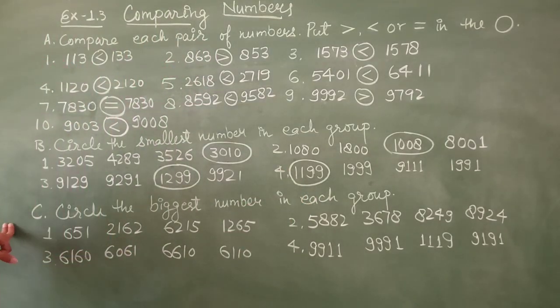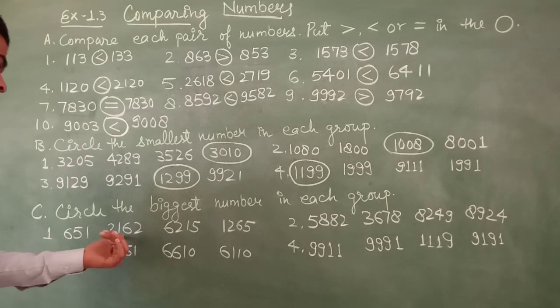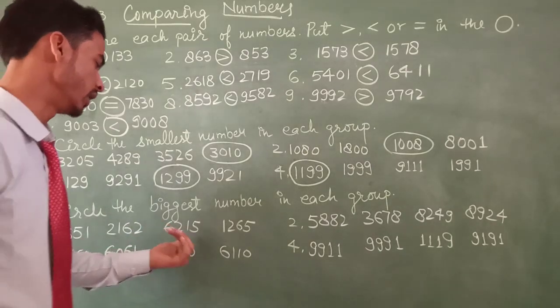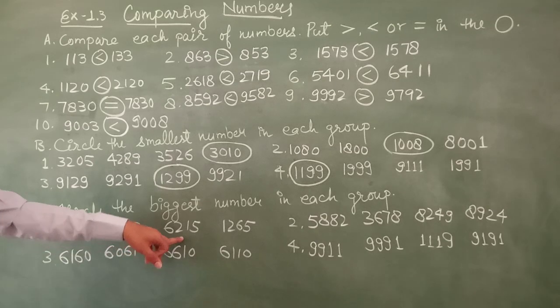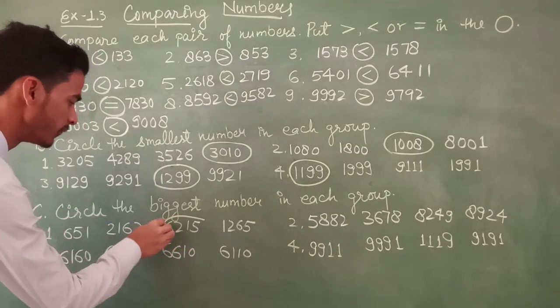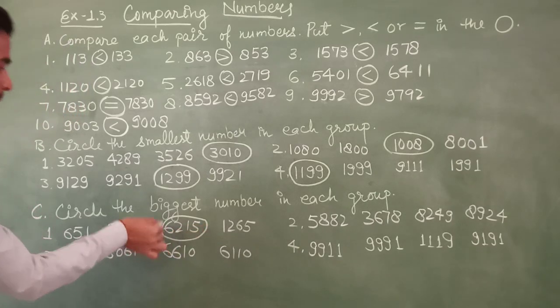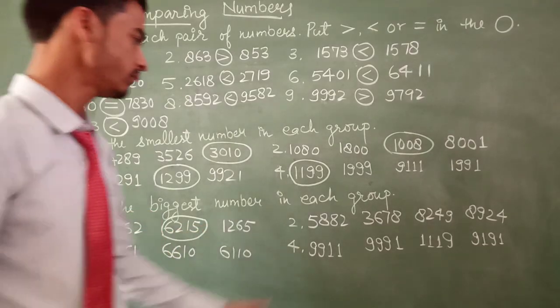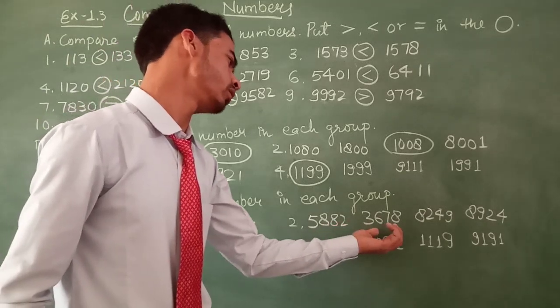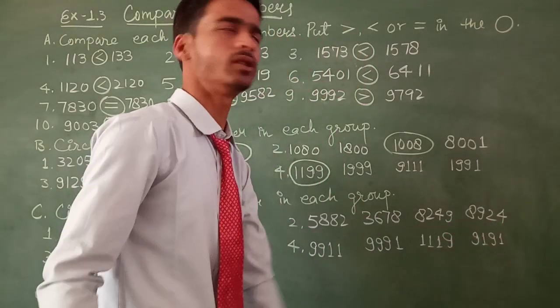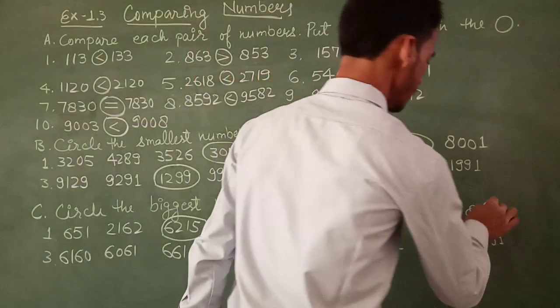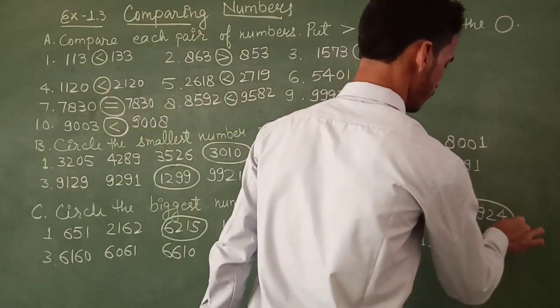Come on, next question: circle the biggest number in each group. We have to circle the biggest number in each group. The numbers are 2162, 6250 and 1265. Which one is greater? You know that it is 6000s. So we can say that 6250 is greater because its place value is greatest. In 5882, 3678, 8249 and 8924, 8924 is greater because its place value is greatest.